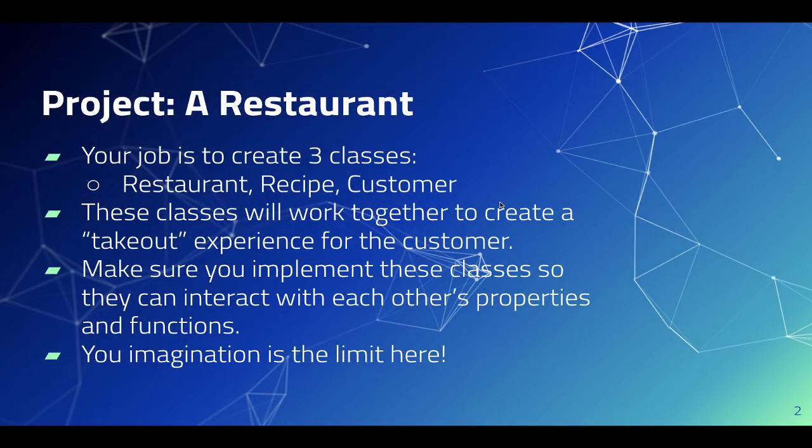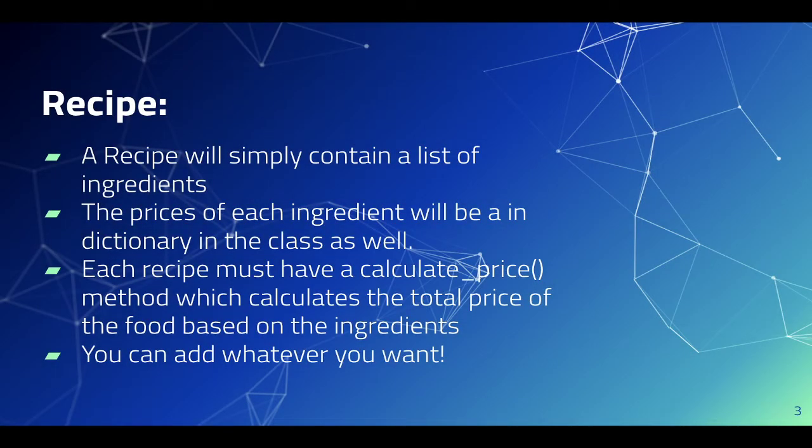So let's talk about the recipe class first. So we have these 3 classes. Let's talk about the recipe one first. A recipe class, the bare minimum, will simply contain a list of ingredients. It will also contain the prices of each ingredient, which will be in a dictionary in the class. So we've talked about dictionaries in Intro to Python. There are basic data types in Python. So you can map each ingredient to a price in the recipe class.